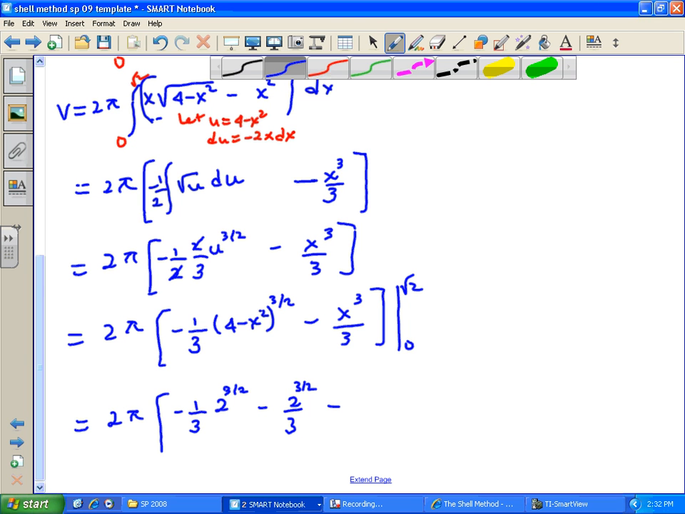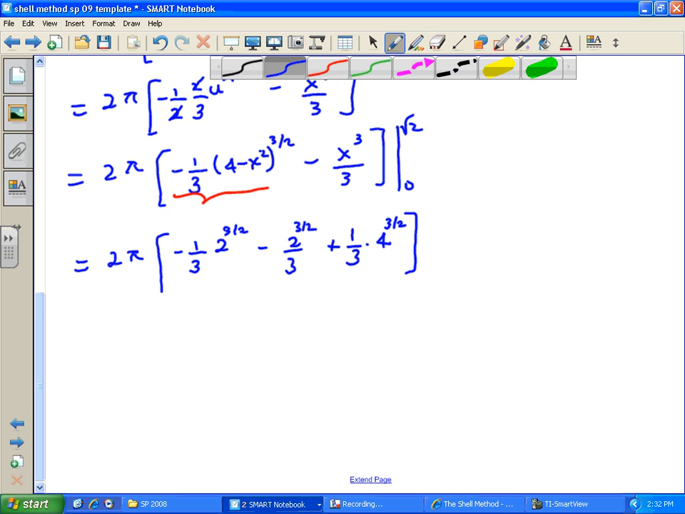Now plug in the lower limit. When you plug that into the first part, over here, we will have minus, another negative will give me a plus 1/3 times 4 to the 3 halves, because 4 minus 0 is 4. And minus 0 cubed over 3 is still 0.